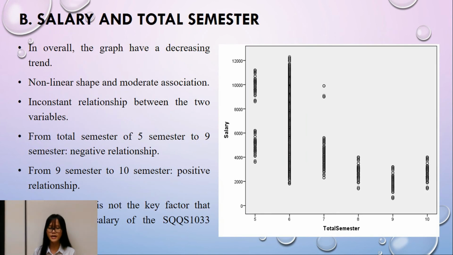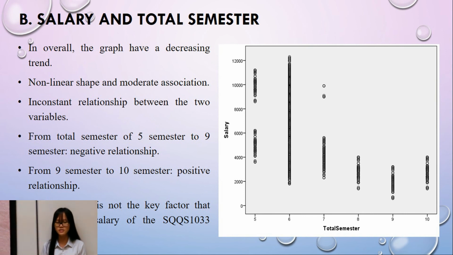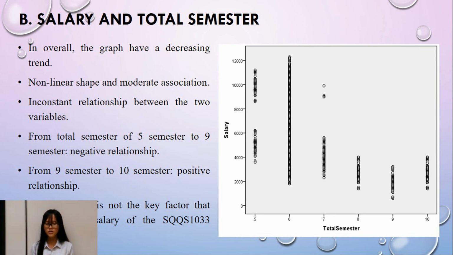Next, for salary and total semester, overall the graph has a decreasing trend. We can see that there is a non-linear shape and moderate association. It also shows no constant relationship between the two variables. From a total of 5 semesters to 9 semesters, there is a negative relationship. From 9 semesters to 10 semesters, a positive relationship exists. This shows that the total semester is not the key factor that influences the salary of the SQQS 1033 students.